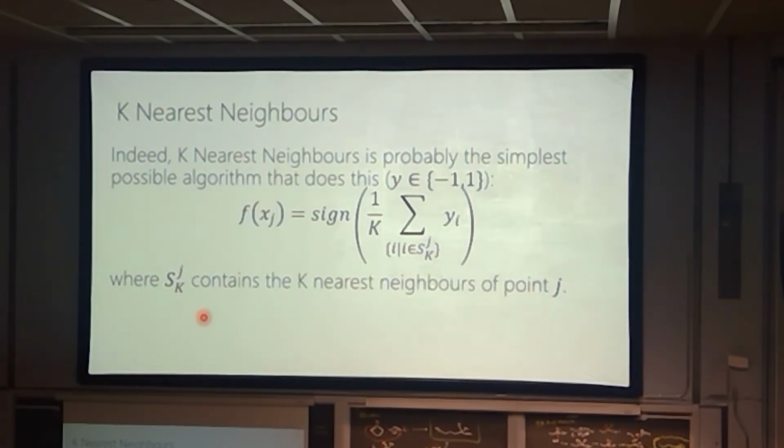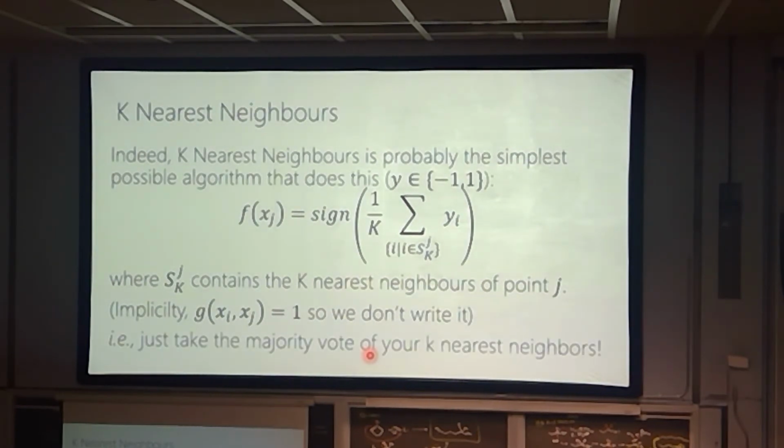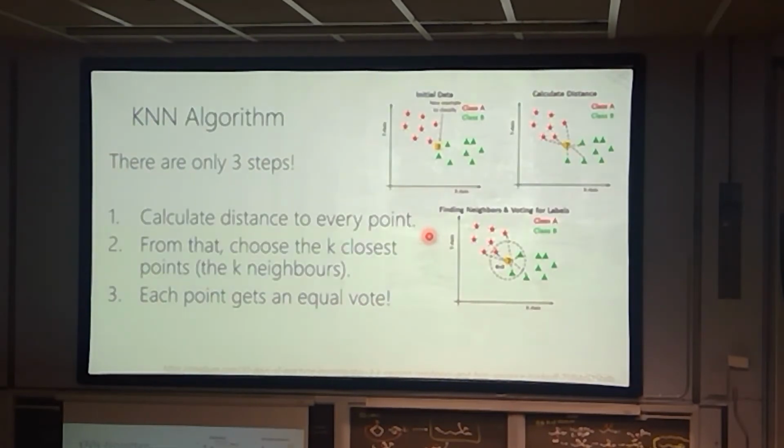And this contains the K nearest neighbors. Implicitly I wrote this function before, but here it's really just 1, so I didn't write it there. You could imagine generalizations of this where it's not, and I think we'll briefly mention these. Right, you're just taking the majority vote of your K nearest neighbors. It's really, really simple. In fact, machine learning courses often explain this whole algorithm in the first 5 minutes of the first lecture, although they don't go very deeply into it. Okay, so what is the actual algorithm?